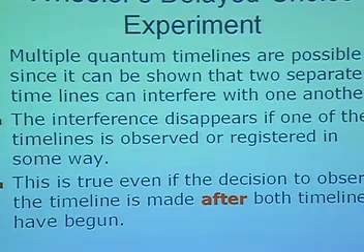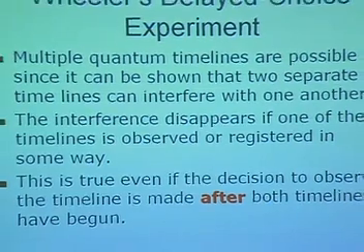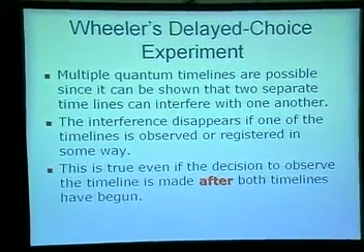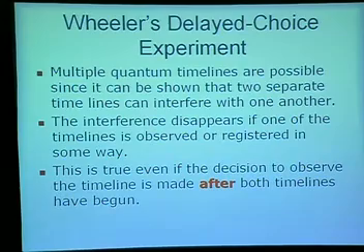Now, Wheeler's delayed choice experiment is basically this. Multiple quantum timelines are possible, since it can be shown that 2 separate timelines can interfere with one another. The interference disappears if one of the timelines is observed or registered in some way. This is true even if the decision to observe the timeline is made after both timelines have begun.